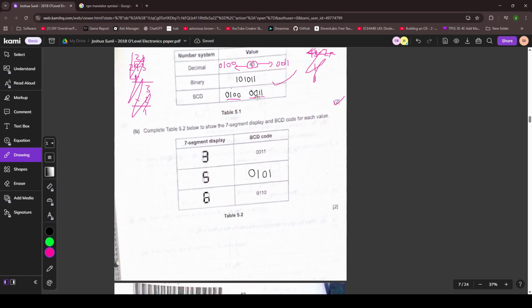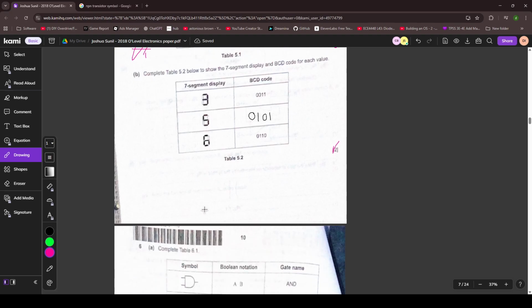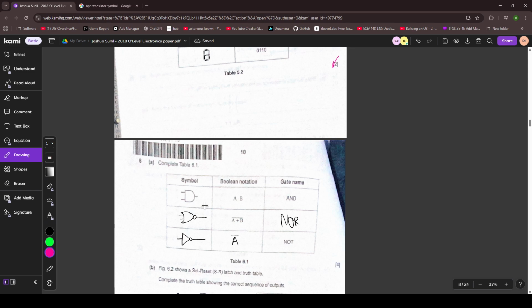Complete table 5.2 to show the 7-segment display and BCD code for each value. So 5 BCD code. Yeah, this is just literally 5. Then 0110. Yeah. This is 6. Okay, this is right. Complete table 6.1.